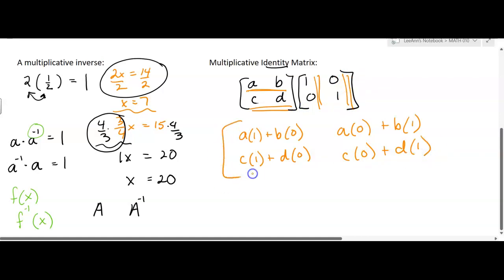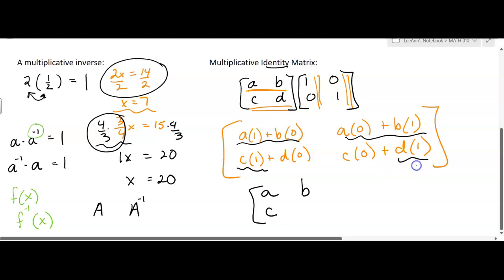Well, what happens when you simplify all those little elements? Well, here you're going to get A. Here you're going to get just the B because A times 0, right? So you're just going to get B. Here you're going to get just that C. And here you're going to get that D. So you see how it makes it the same matrix that you started with? So that's why it's called the identity matrix.